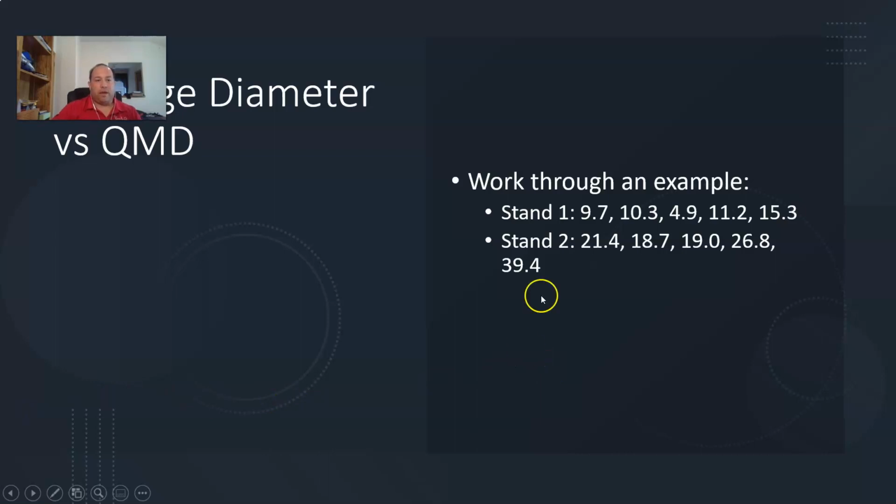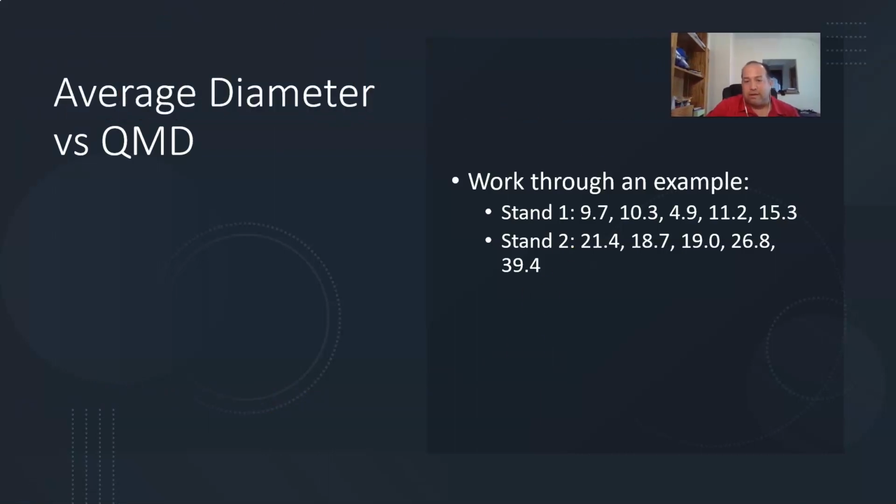So if we work through our own example, look at these numbers here. We've got stand 1 and stand 2. I want you to work through the numbers for stand 1 and take those average DBHs and do a regular averaging. Take all those numbers, add them together, and divide by 5. Then I want you to calculate the basal area for each one of them. That's 0.005454 times DBH squared.